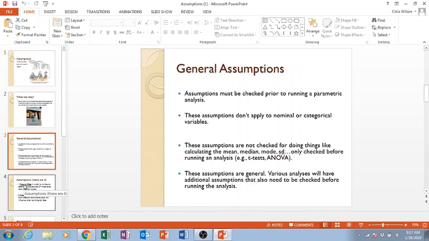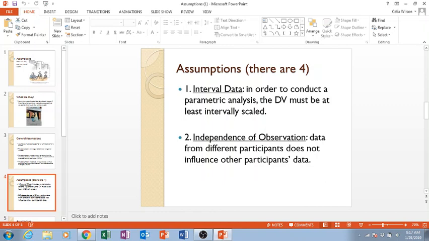Okay, so there are 4, like I said. The first 2, as far as doing something, there's not really much to do. We just need to evaluate our data. So the first assumption says interval data. In order to conduct a parametric analysis, the dependent variable must be at least intervally scaled.